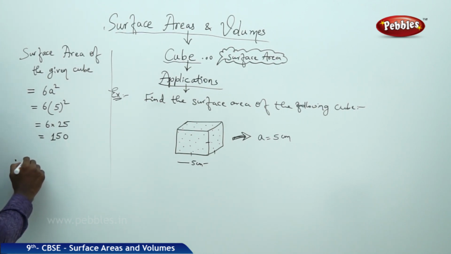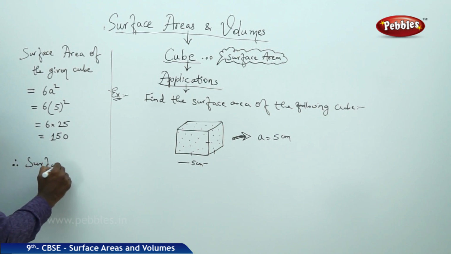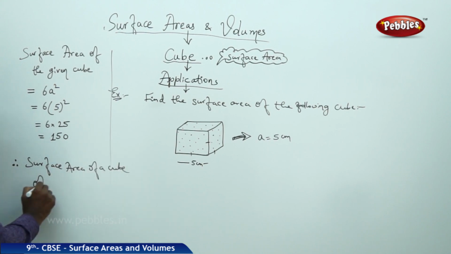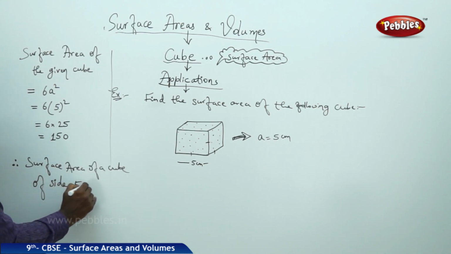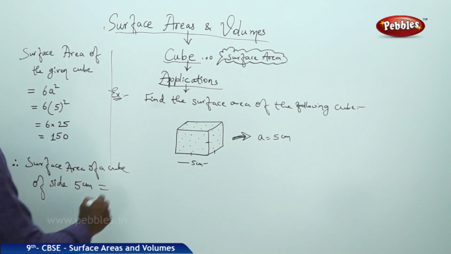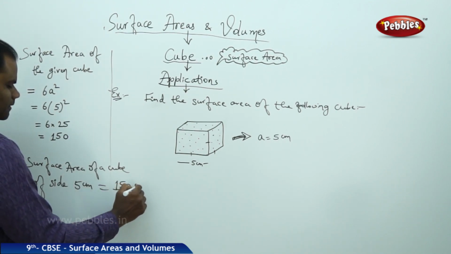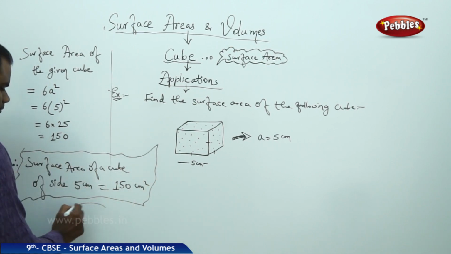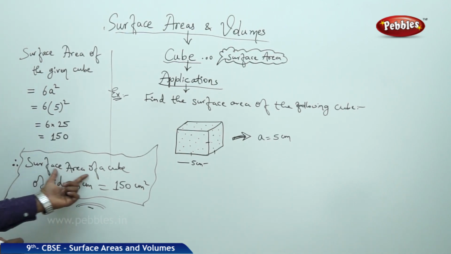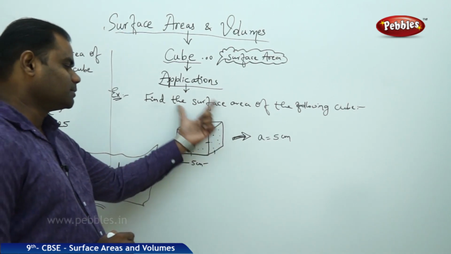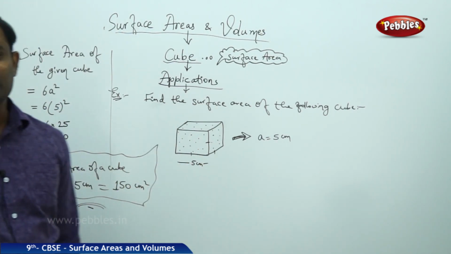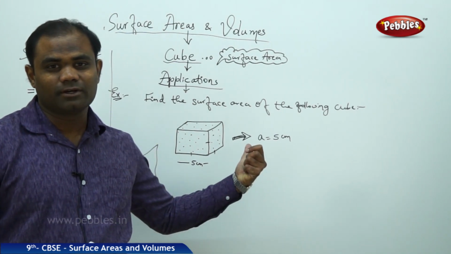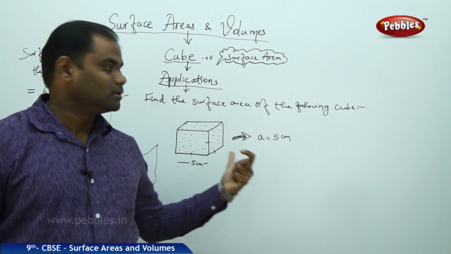Therefore, surface area of a cube of side 5 centimeters is given to be 150 centimeters square. That is how we understand that the surface area of a cube of side 5 centimeters is 150 centimeter square. Applications of surface area of a cube to an example problem.